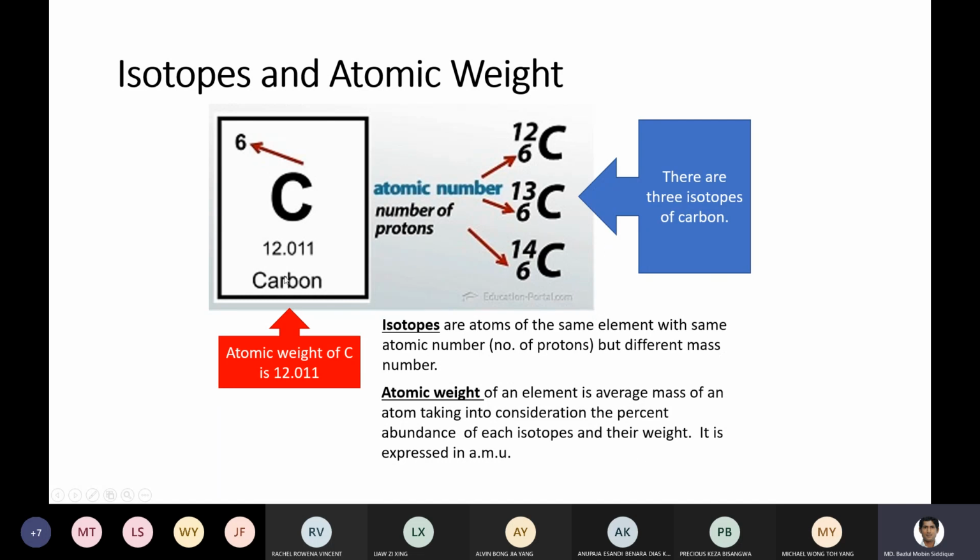So the atomic weight can be changed. And now since we know that the proton number cannot be changed, the number of neutrons can be changed.